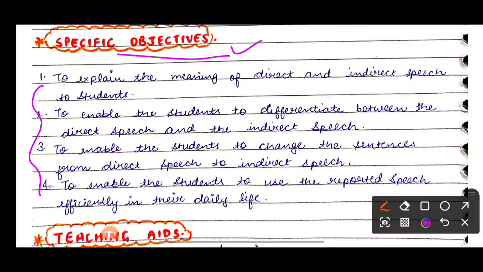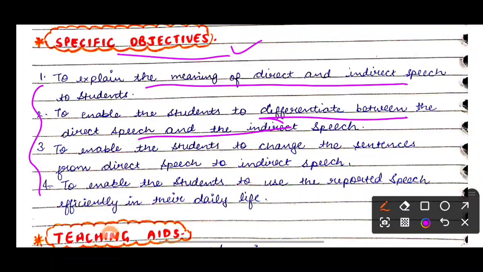So the first one is to explain the meaning of direct and indirect speech to students. Second, to enable the students to differentiate between direct and indirect speech. Third is to enable the students to change the sentences from direct to indirect speech. Fourth is to enable the students to use the reported speech efficiently in their daily life.